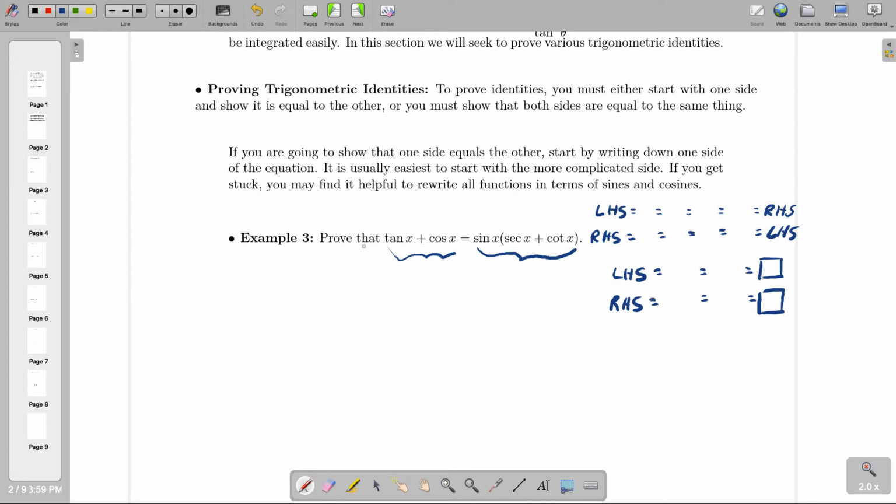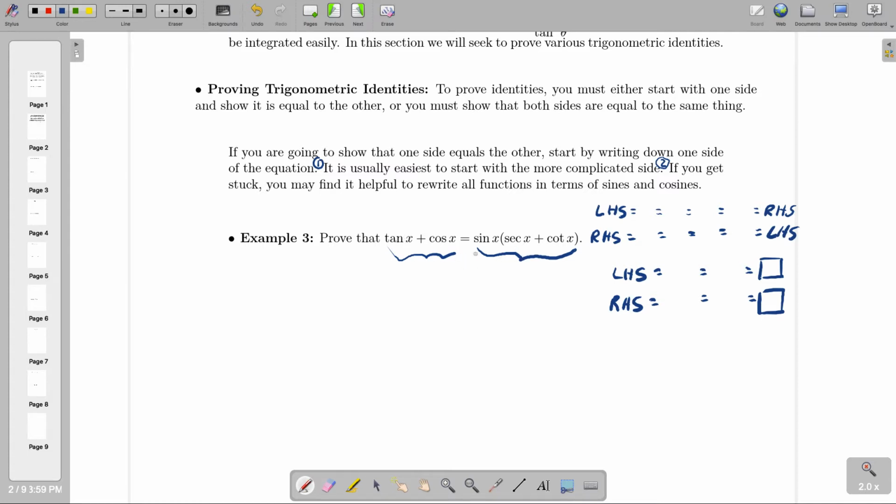Now there's a couple of rules of thumb that are helpful here. Number one, usually it's easiest to start with the more complicated side, whichever one kind of has more to work with, essentially. And number two, if you get stuck, you might find it helpful to rewrite all the functions in terms of sines and cosines. All right, so let's try to apply these ideas here.